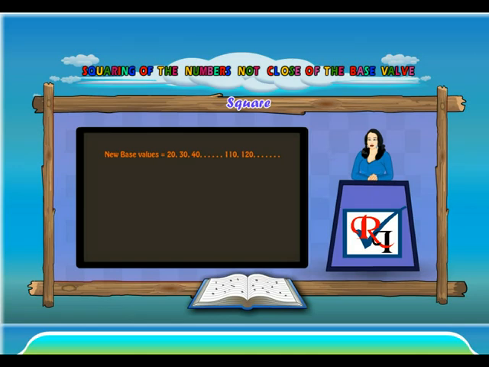Now consider if we have to find the square of 46 or 74, then we can use 50 as a base for 46, as 46 is closer to 50 than 40, and in the case of 74 we use 70 as base, as 70 is closer to 74 than 80.